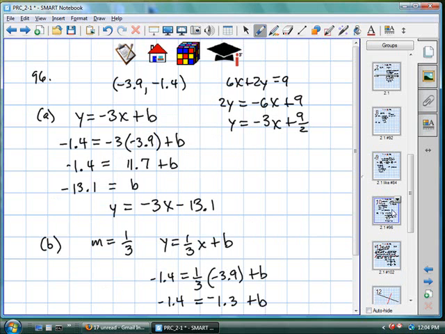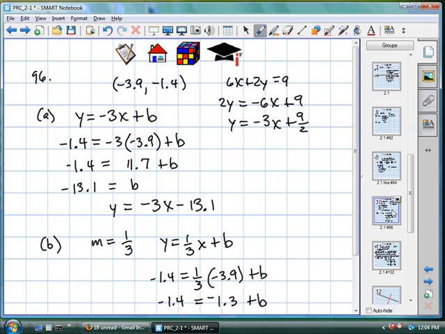All right, let's take a look at number 96. This is another one of them. This one I already did. We'll just kind of look at it and see if it looks right this time. So this time they gave us a decimal point, negative 3.9, negative 1.4. And look at the equation they gave us. 6x plus 2y equals 9. Ooh, it's not in the right format. Did you notice that? I don't see any mx plus b.